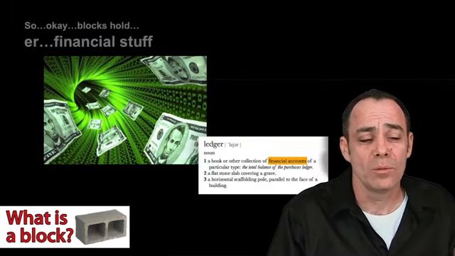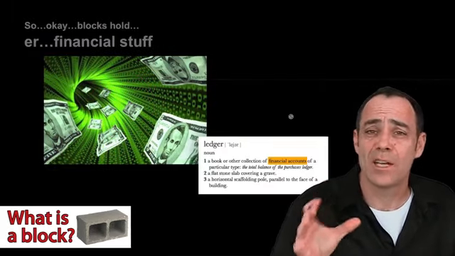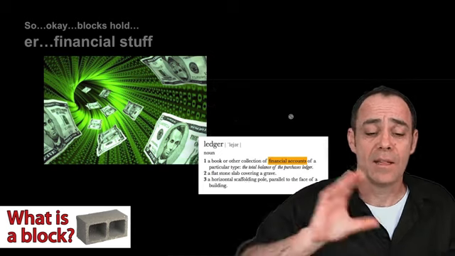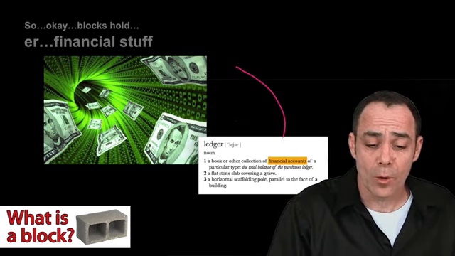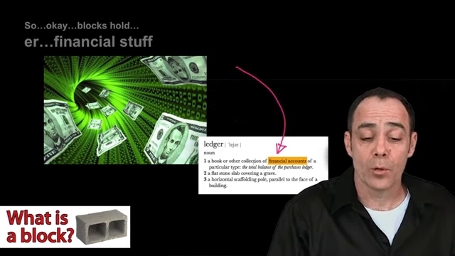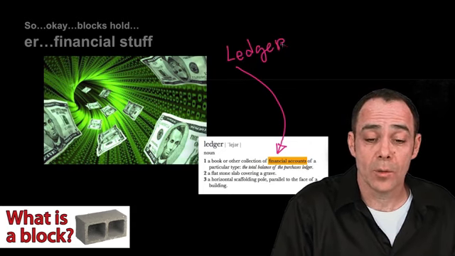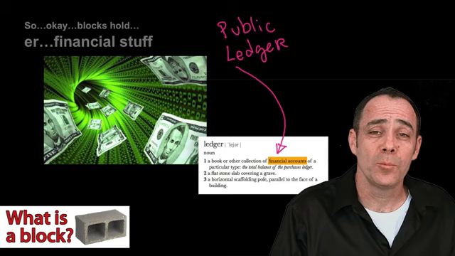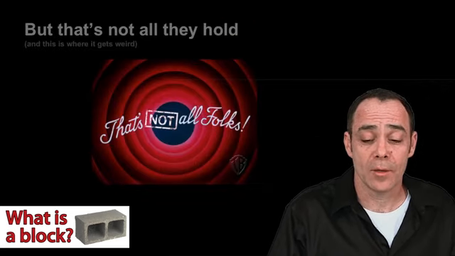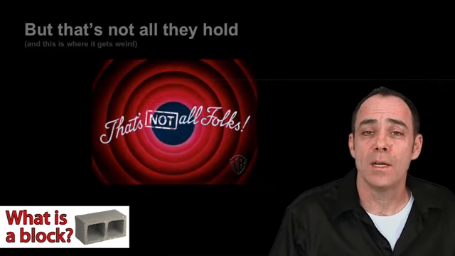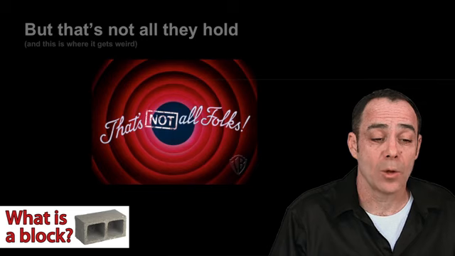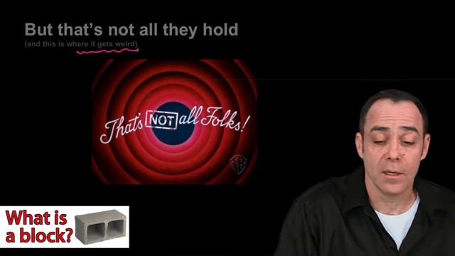What does a block hold? Well, blocks hold this financial stuff, this financial data, these transactions. So that doesn't take us far away from our original definition, a book or other collection of financial accounts, indeed a ledger, and in Bitcoin's case, a public ledger. But we have a very interesting problem here because transactions and money are not all that these blocks hold. And this is where things get a little bit weird.